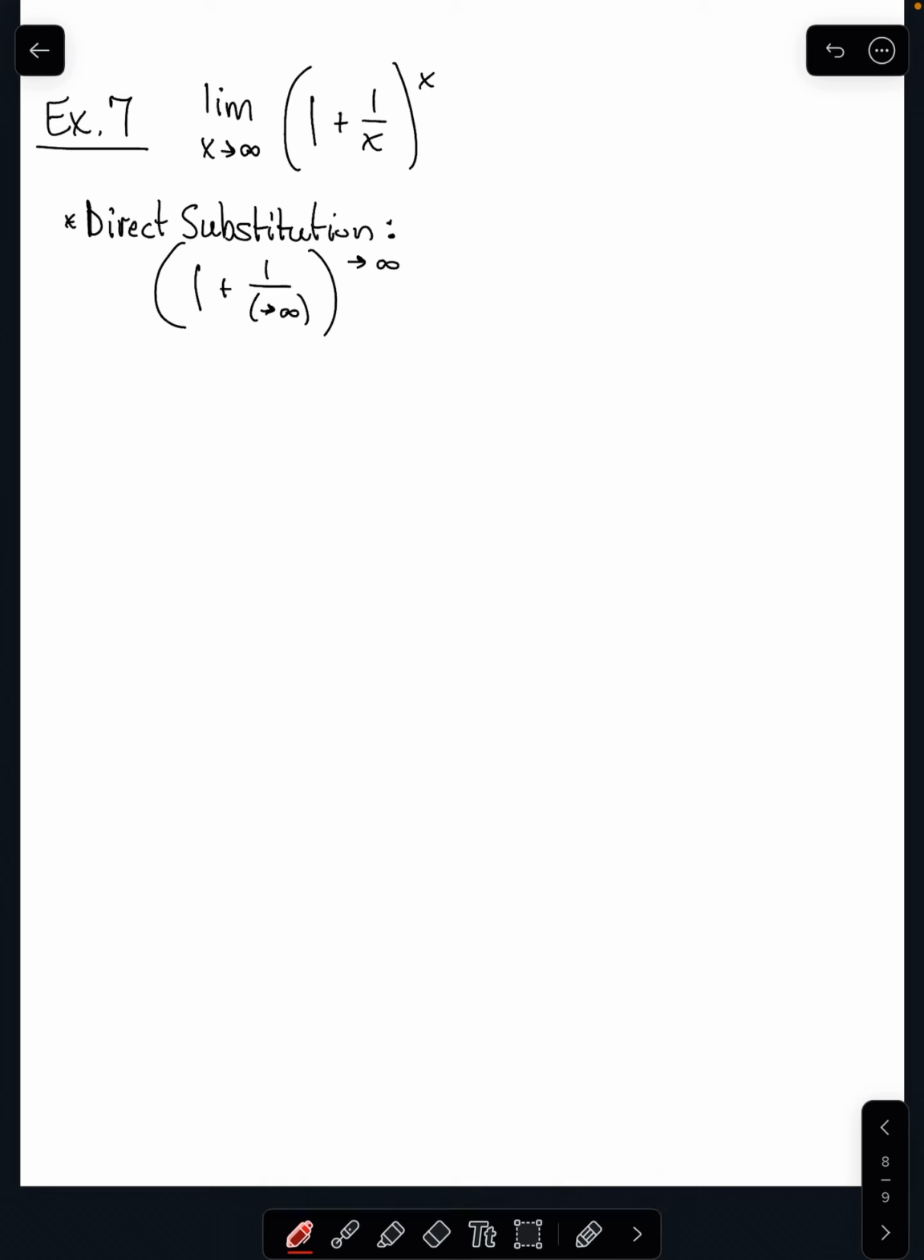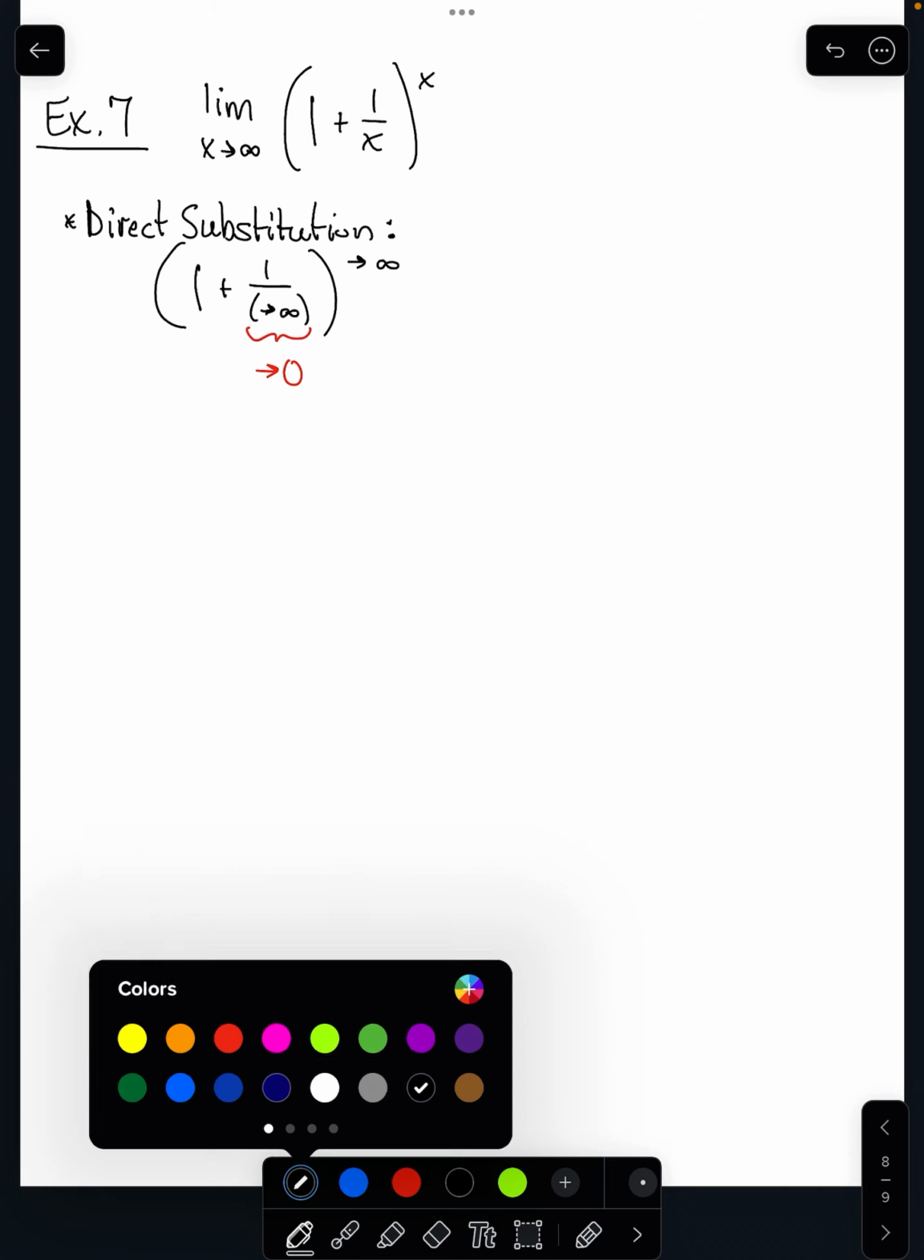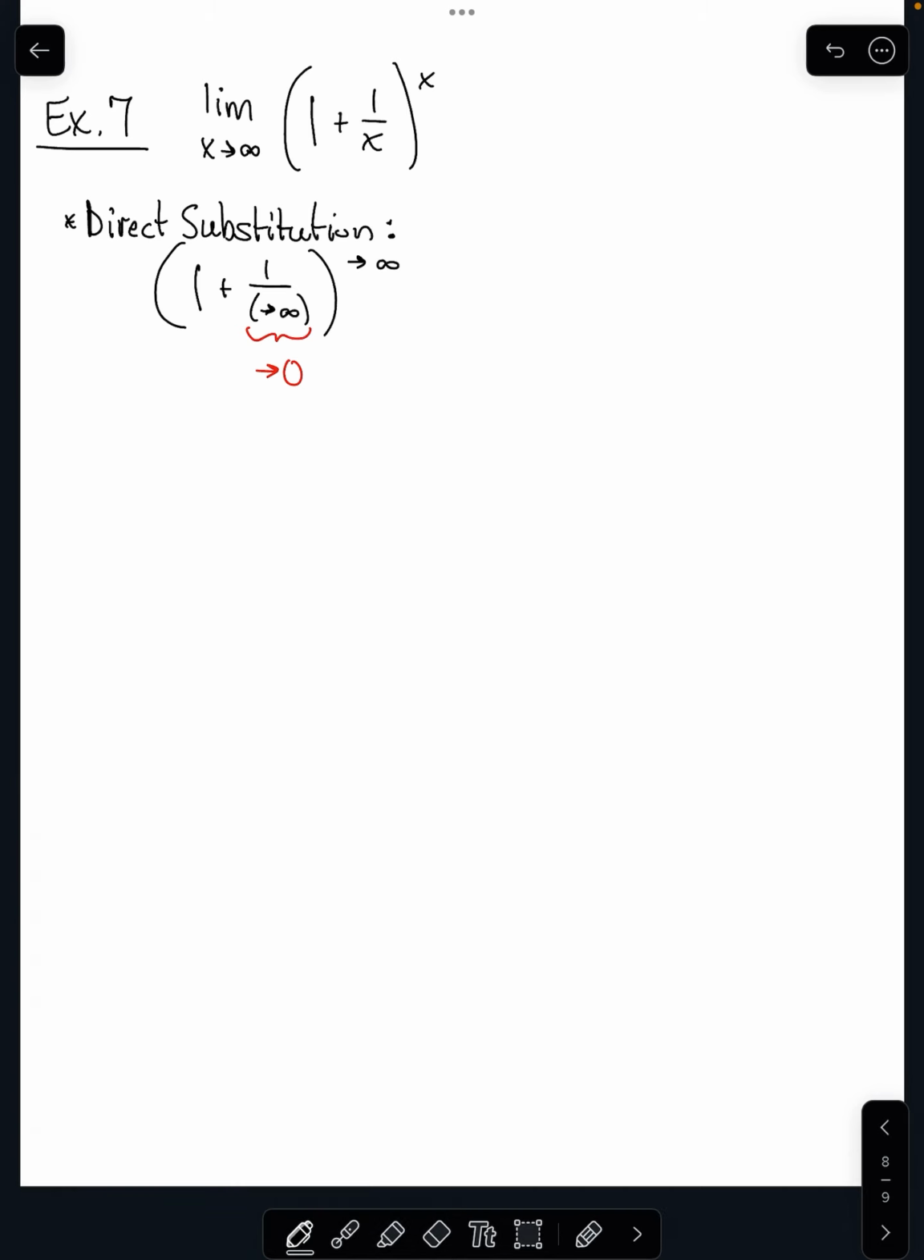The fraction 1 over something approaching infinity is going to approach 0. So the base of this is going to be approaching 1, while the exponent approaches infinity. So we definitely result in the indeterminate form 1 to the infinity power.